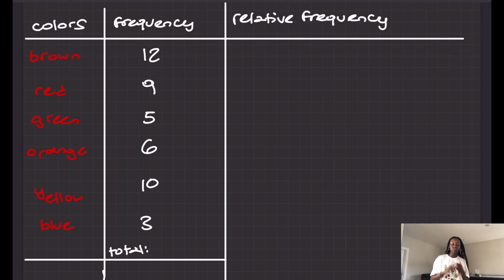Okay, so we have 12 brown, 9 red, 5 green, 6 orange, 10 yellow, 3 blue. And you're probably like, Hazel, are you sure? I've done this question before. I have the teacher's insight, as in I've already done this question, but yes, I am sure.